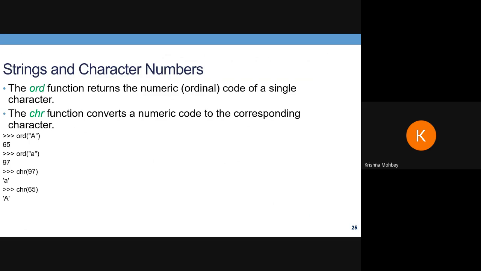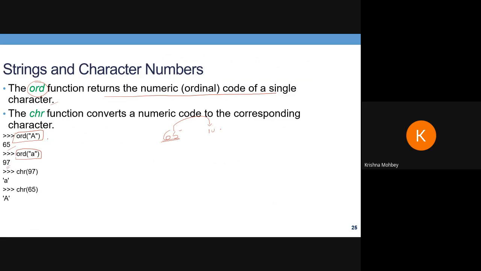The ord function, the ordinal function, returns the numerical code for a single character. Any character you pass has a corresponding ASCII value. For example, ord of capital A: whenever we write capital A, its ASCII value is 65. The system stores this 65 in the form of binary, so 65 is converted to binary values and stored.